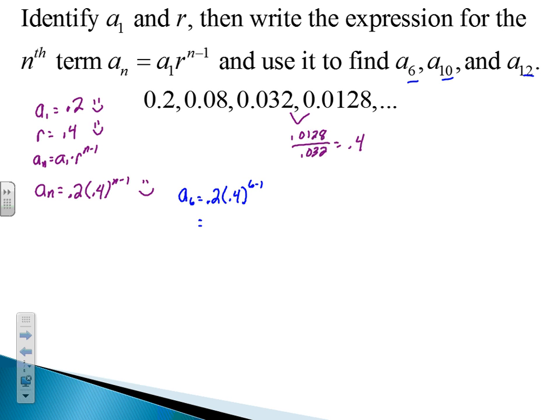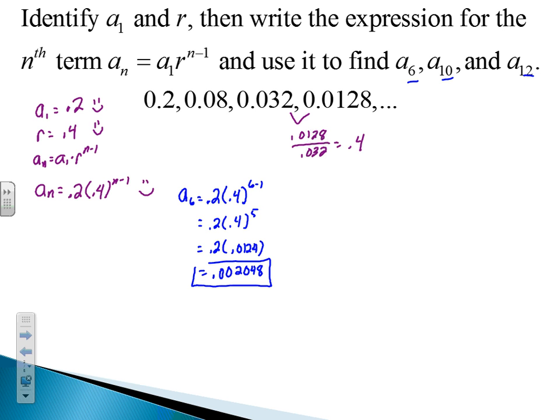So let's go ahead and continue on here. 0.2 times 0.4 raised to the 5th power. And again, make sure you don't multiply the 0.4 and the 0.2 together. Use your order of operations, do your exponent before you do your multiplication. So 0.4 raised to the 5th power is going to be 0.01024. Now I can multiply it by 0.2, and I'll get 0.002048. So there is the 6th term in the sequence.